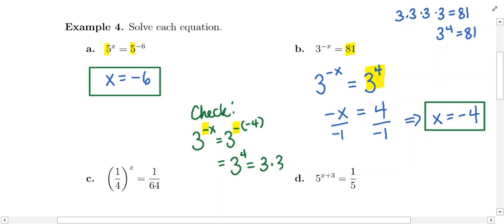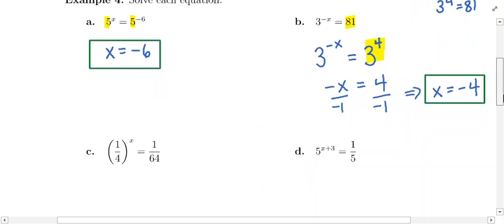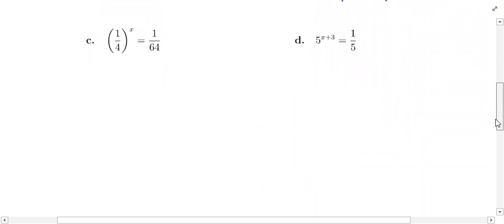This is going to be 3 times 3 times 3 times 3. 3 times 3 is 9, times 3 is 27, times 3 is 81. We get a true statement. So always check yourself if you can. You'll at least know if you're right or wrong. All right, let's look at the next exponential equation.